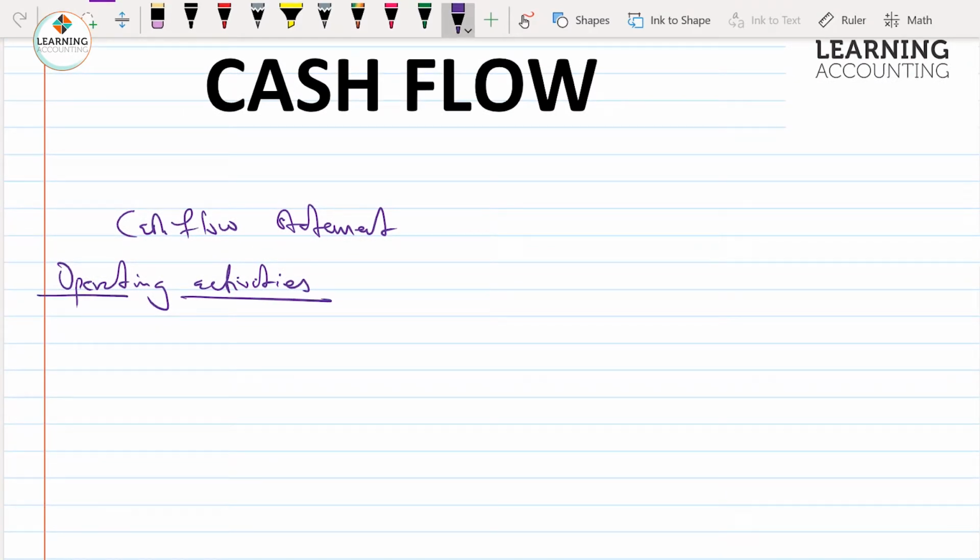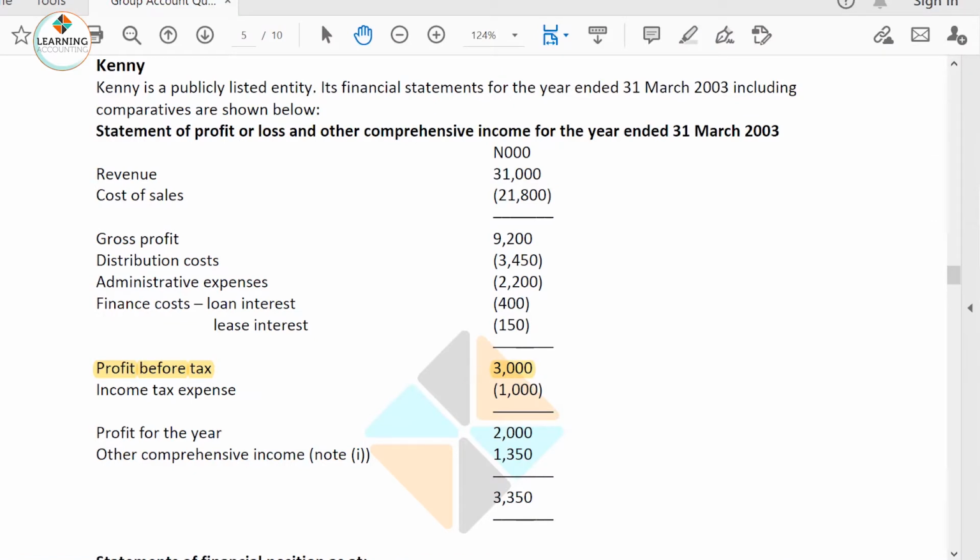Okay, so we have just the basic format, but like I always say, we will start from the profit before tax or loss before tax, depending on the information in the question, and in this case we have the profit before tax. Again, I'm abbreviating this figure, 3,000. Then we have lease interest and loan note interest. Lease interest is a non-cash transaction, so we add back. Loan note interest, we need to determine what it is. If it is non-cash, we would also add back. So for now, these two will be added back.